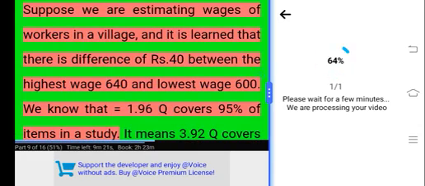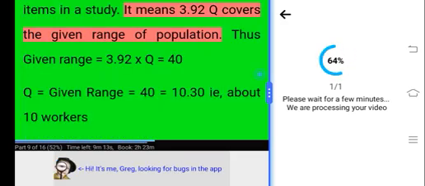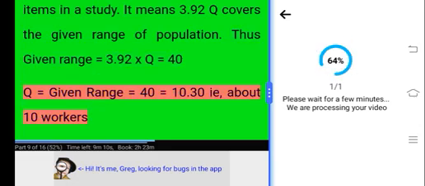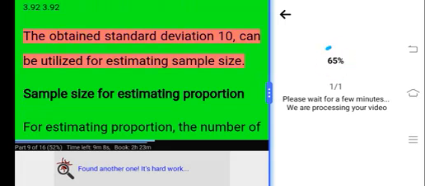Suppose you are estimating wages of workers in a village, and it is learned that there is a difference of 40 rupees between the highest wage 640 and the lowest wage 600. We know that 1.96 q covers 95% of items in a study. It means 3.92 q covers the given range of the population. Thus given range equals 3.92 × q equals 40. q equals given range / 3.92 equals 40 / 3.92 equals 10.20, i.e., about 10 rupees. The obtained standard deviation of 10 can be utilized for estimating sample size.